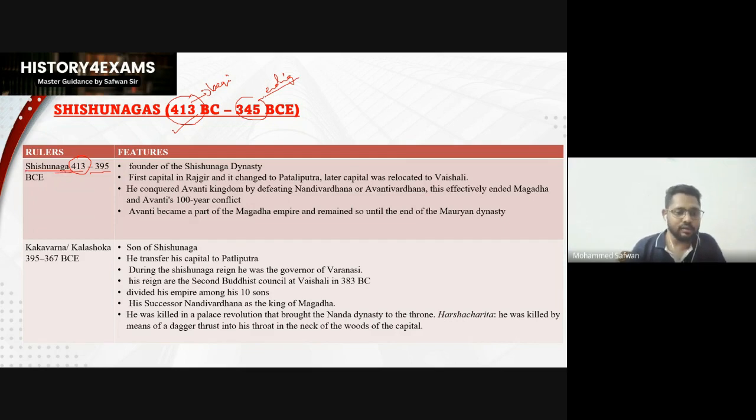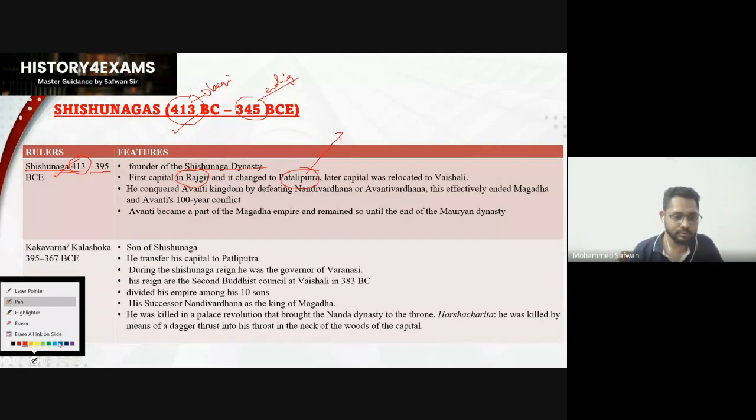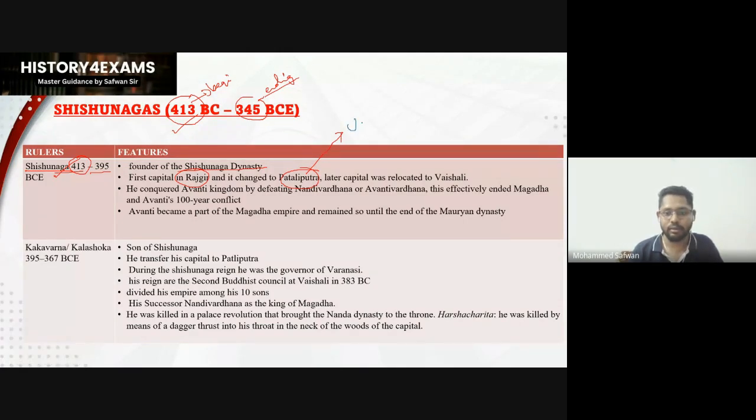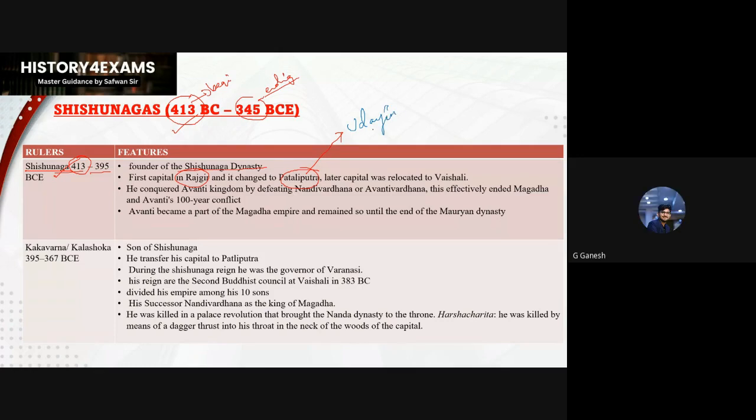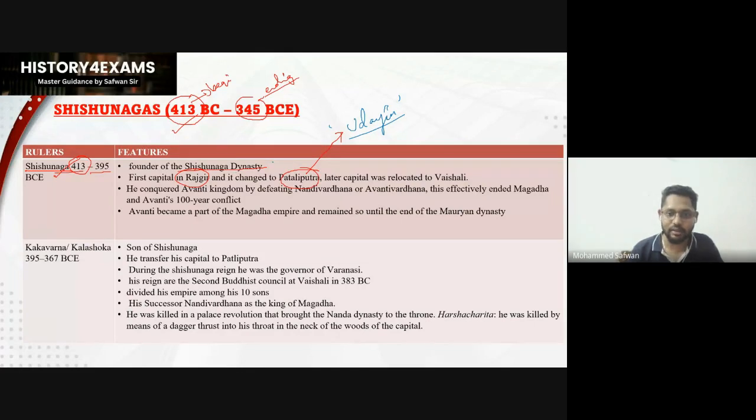Regarding certain points about Shishunaga, he is the founder of the Shishunaga dynasty, named after him. His first capital was at Rajagriha itself, later changed to Pataliputra. Now tell me, who constructed the city of Pataliputra? Udayin, sir. Yes, Udayin. We just discussed it. Such information you have to recollect. I always tell my students that if you are learning anything new, give utmost focus and try to connect whenever the information comes.